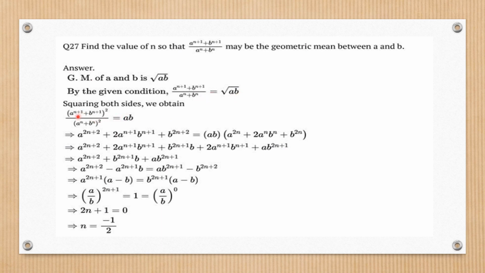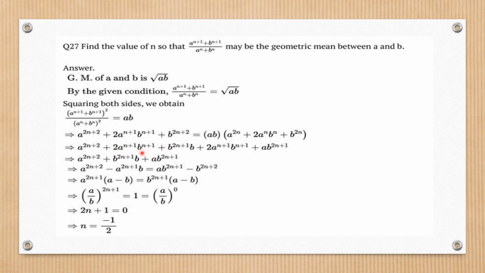Now open it, you know what a raised to n plus 1 whole square will be. It will be a raised to power 2n plus 2, and this becomes plus b raised to power 2n plus 2 plus 2 times this a raised to power n plus 1 into b raised to power n plus 1. This becomes ab, and this will become a raised to power 2n plus b raised to power 2n plus 2 times a^n b^n, and that can be taken to here, cross multiplied. Now open all of them.